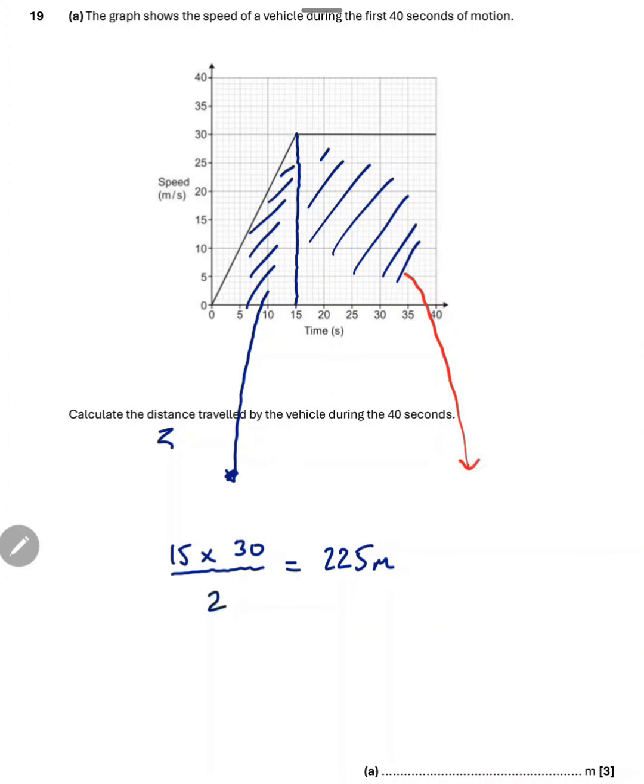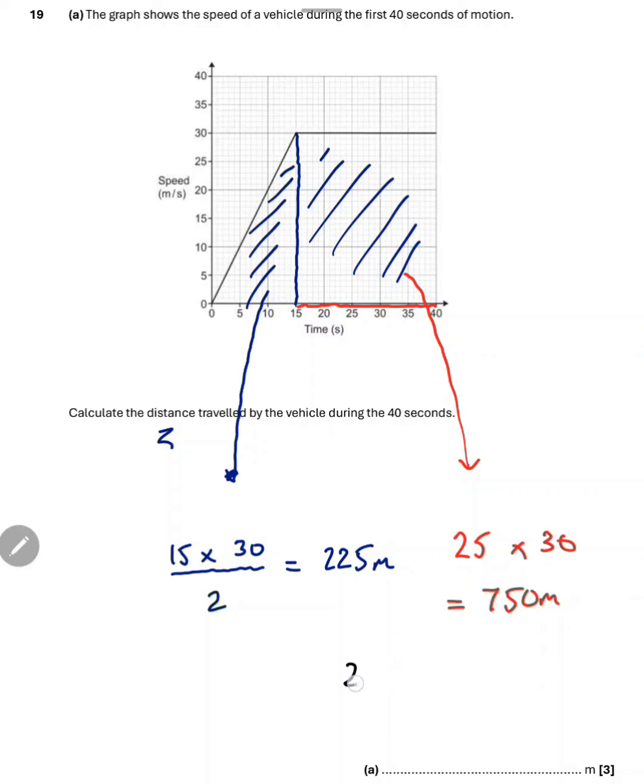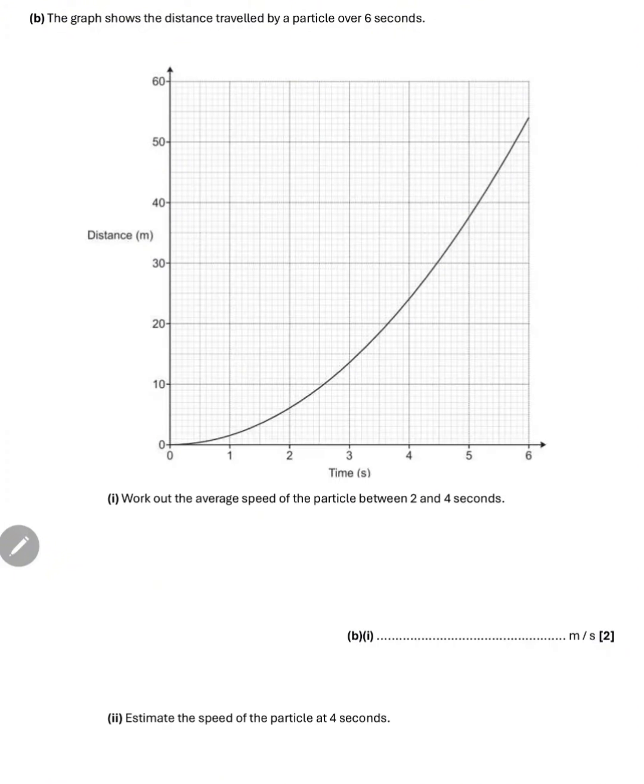This is even easier. This is just a rectangle. The base goes from 15 to 40, which is 25. And it's the same 30 high. So we're going to do 25 times 30 and get 750 meters. Final answer, because this is total distance travelled, is going to be 225 added to 750, which comes out at 975 meters.